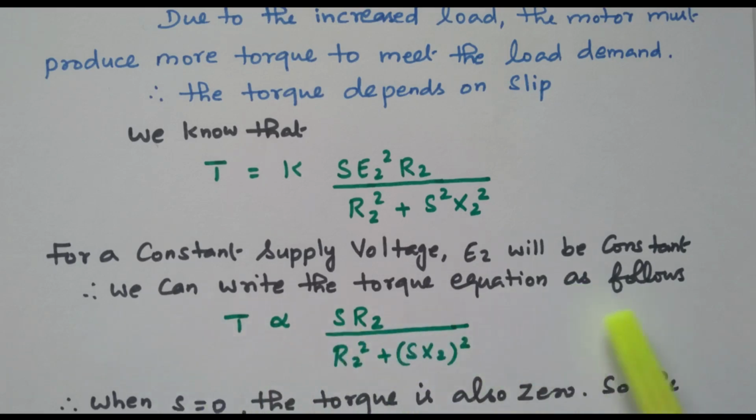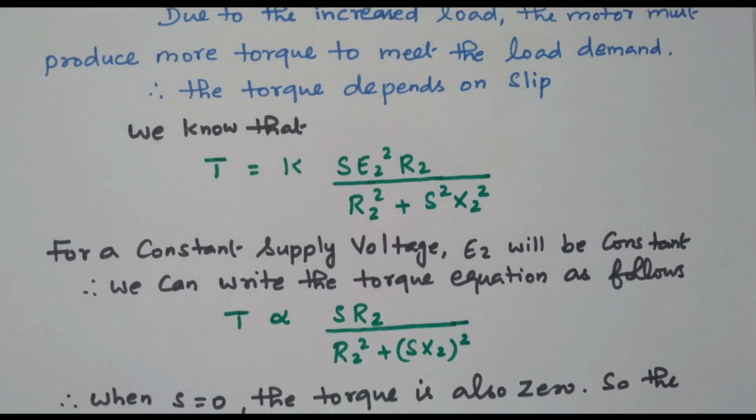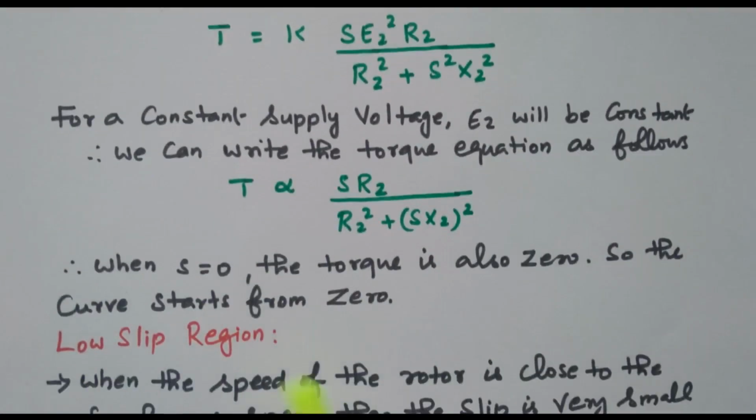So we can write the torque equation as T is directly proportional to S R2 divided by R2 square plus (S X2) the whole square. So it depends upon R2, X2 and slip. When S equal to 0, the torque is also 0. So the curve starts at 0. The initial curve starts at 0 value, because S is 0 means torque is also 0.